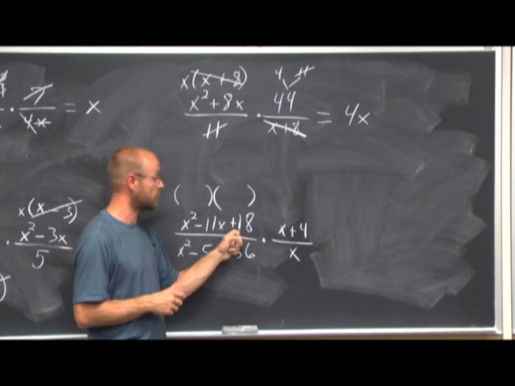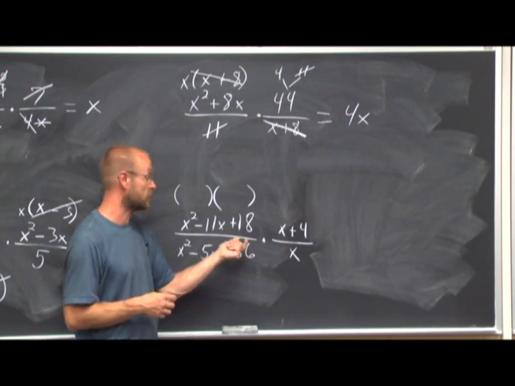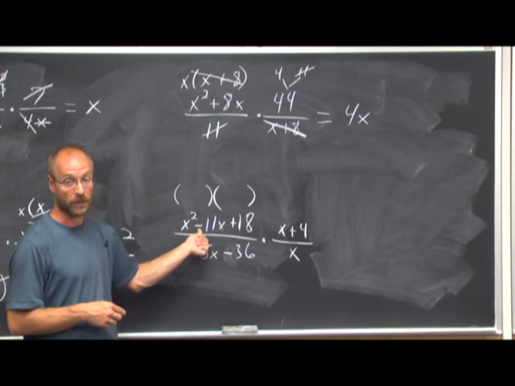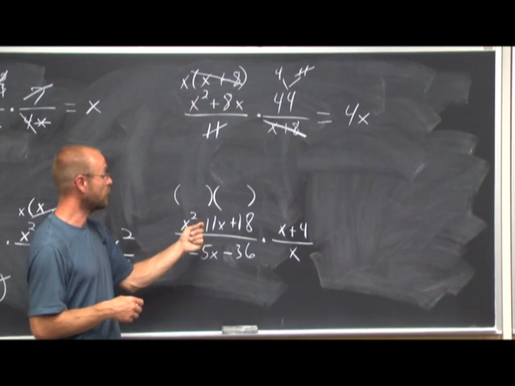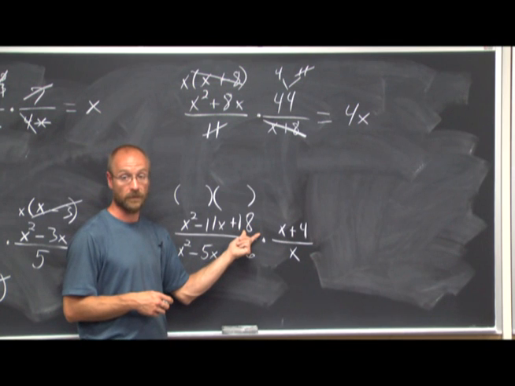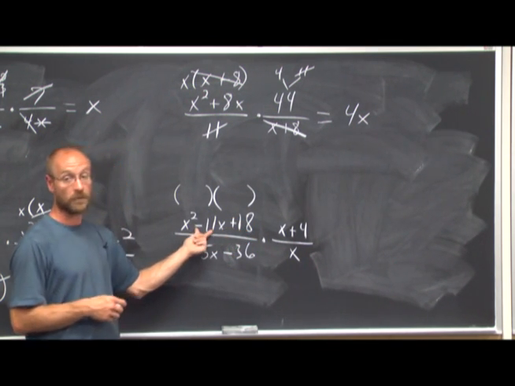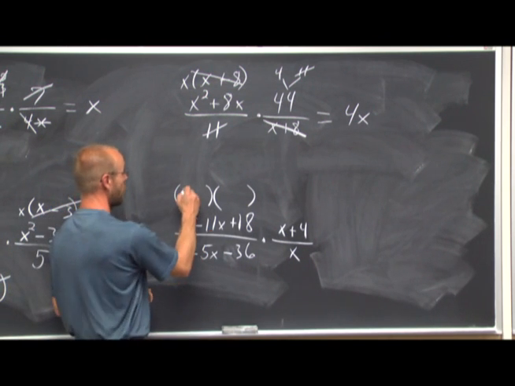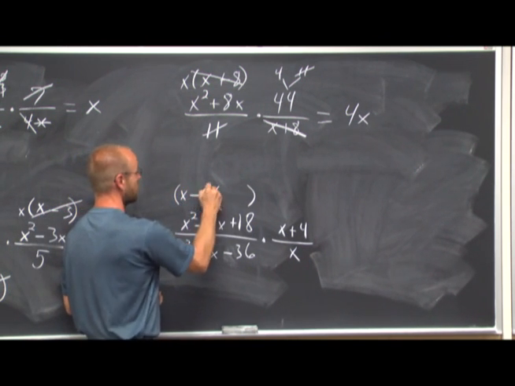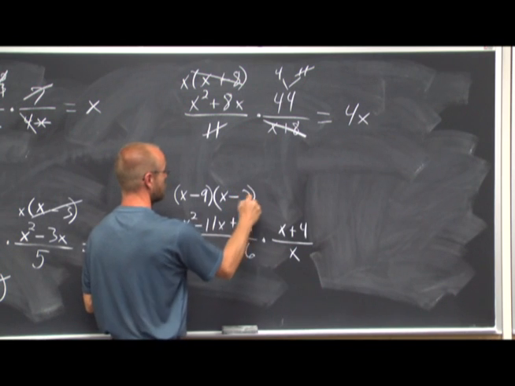A negative times a negative is a positive, or a positive times a positive is a negative. But this tells me their sign. They have to be negative. I know 9 times 2 is 18, and I know negative 9 and negative 2 would sum to that negative 11. So I can say x minus 9, x minus 2.